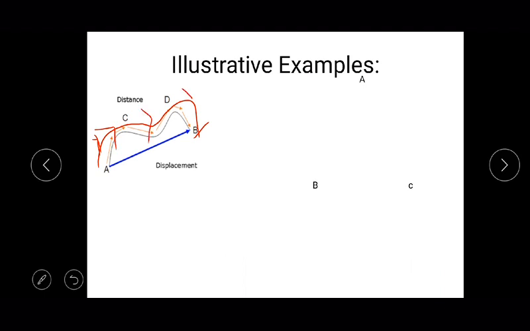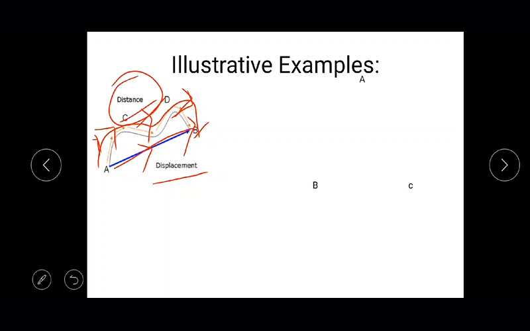It is taking a long path to reach B. Usually the roads are curved, so this is the long path. Okay, this is the distance, the long path. The lengthier path, the actual path which is being taken, is referred to as distance, while displacement is the shortest distance. You see, from A to B, the shortest distance is referred to as displacement.